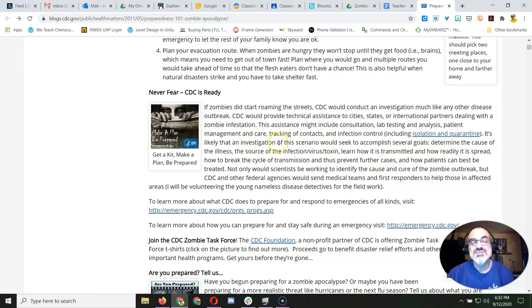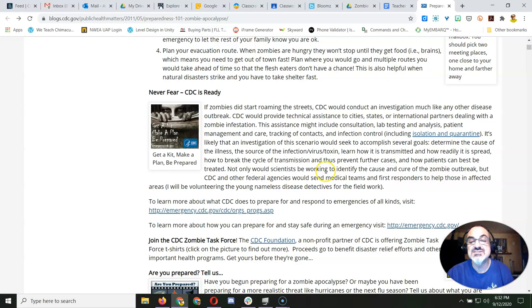It's likely that an investigation of this scenario would seek to accomplish several goals. Determine the cause of the illness, the source of the infection, virus, or toxin. Learn how it is transmitted and how readily it is spread. How to break the cycle of transmission and thus prevent further cases, and how patients can be treated.